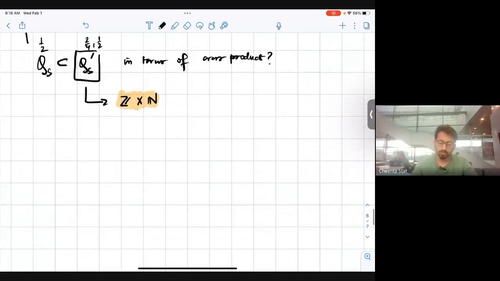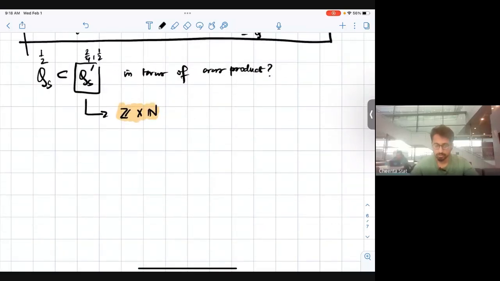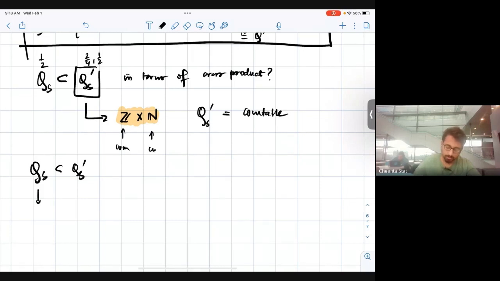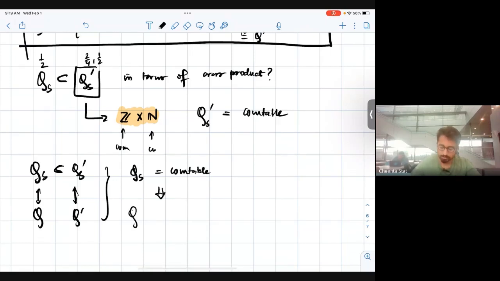So therefore, what we have understood is that Z cross N is therefore countable, since Z is countable and N is also countable. So Q' is countable, and since Q, the set of rational numbers, is a subset of Q', with a one-to-one relationship, it implies that Q is also countable, because subsets of countable sets are countable.